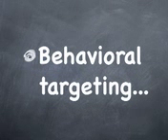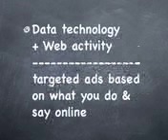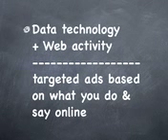What is behavioral targeting? Behavioral targeting involves companies gathering information on internet users: what they write in private emails, what they post to social networking sites, what sites they visit, and what videos they watch. Basically, data technology monitors people's web activity, and then companies deliver targeted ads based on what you do and say online.